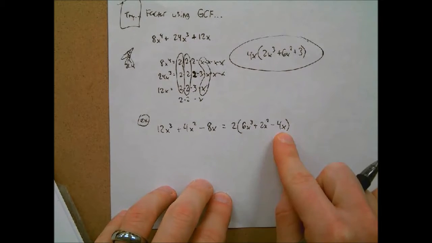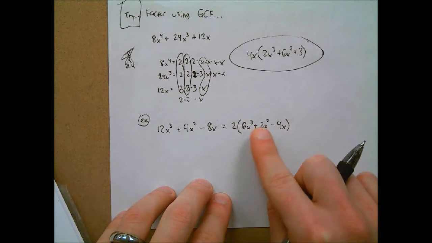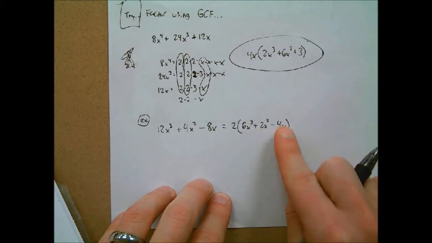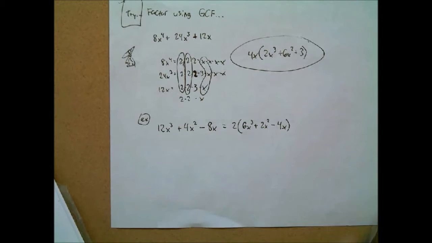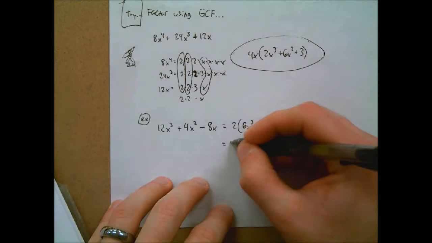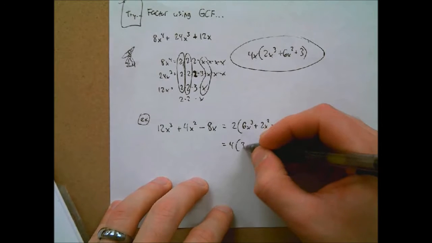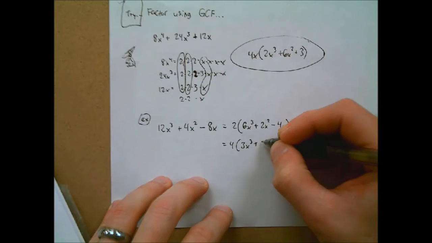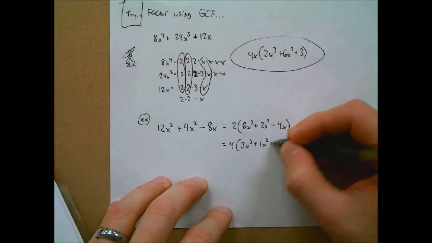Is there any other number that I can divide all 3 of these by? 2. Another 2. So I'm going to pull another 2 out. If I pull another 2 out, what number will I now have in front? A 4. Divide the 6 by 2, it's 3x cubed. Divide the 2 by 2, it's a 1, so you can put a 1x squared if you like. And divide the 4 by 2, it's minus 2x.